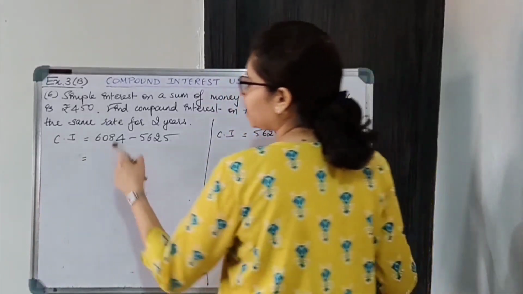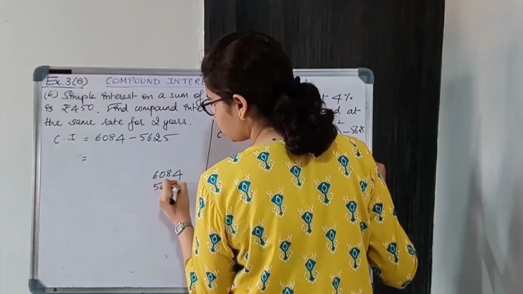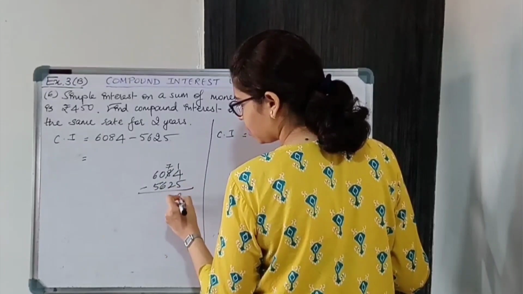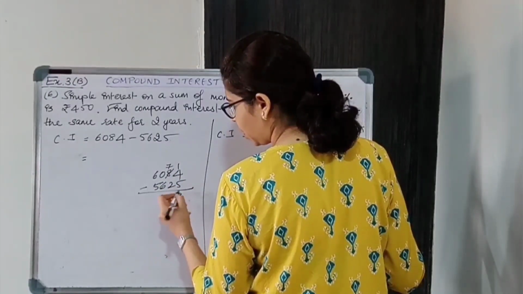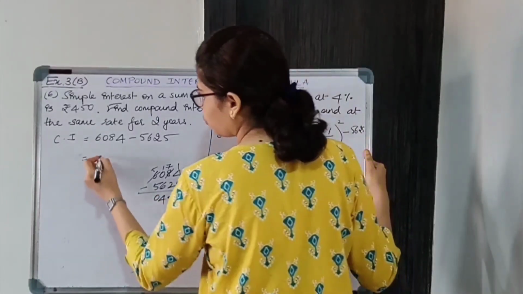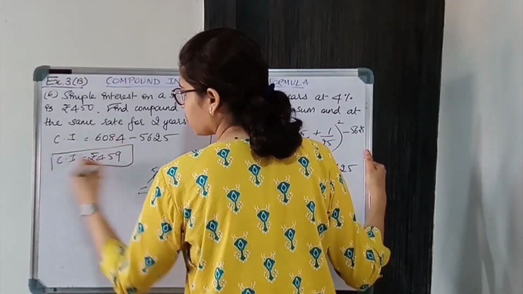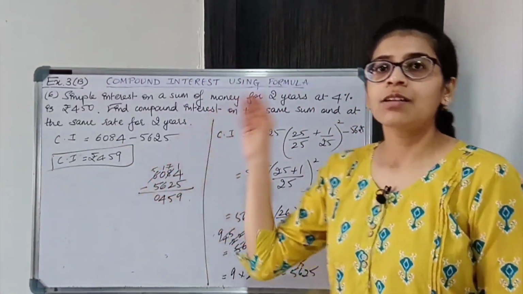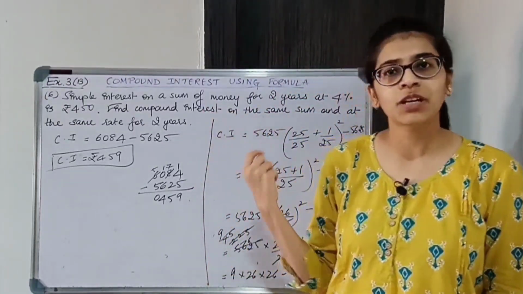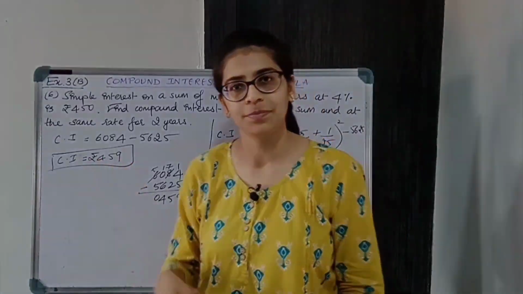Okay, so let's subtract 6084 minus 5625. So we get 9, this will be 5, here it will become 4 and 0, so 459 rupees. So box the answer, write down the final statement. The compound interest on the same sum is rupees 459. Okay, don't forget the rupee symbol.